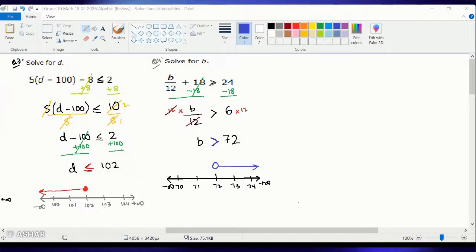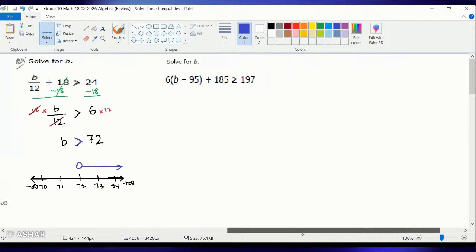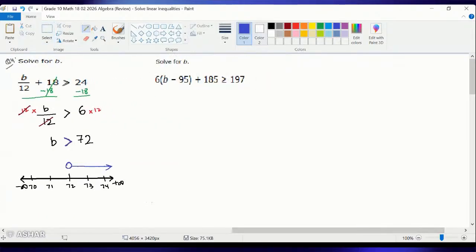The next question says, solve for B, the variable B, such that the inequality given is, if this is the given inequality, we need to find the values for B. Okay. This is our question number 5. We have a plus and the left hand side of the inequality is greater than or equal to the right hand side of the inequality.